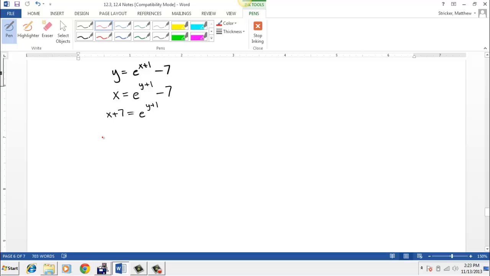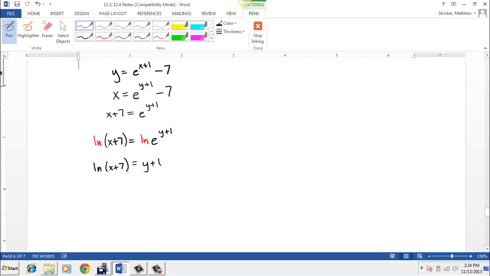Remember, we can take the ln of this side and the ln of this side, which gives us the ln of x plus 7 equals the ln of e to the y plus 1. And remember, what happens over here is the ln and the e cancel, and we just get y plus 1. Here we have ln of x plus 7.